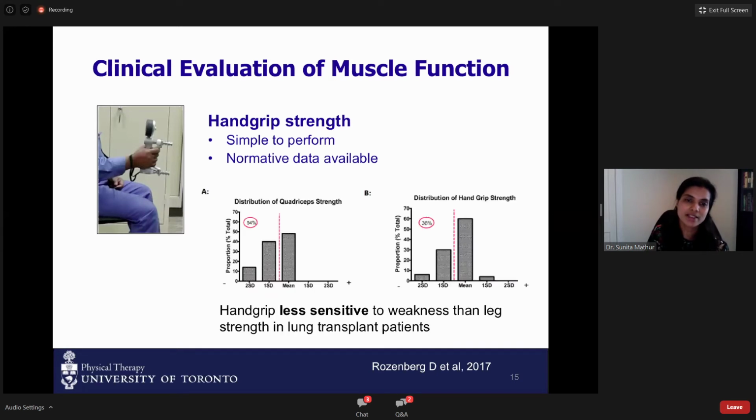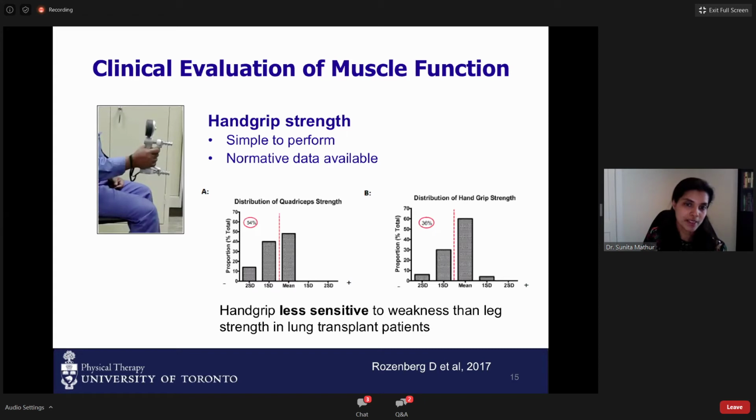However, what we found is that hand grip strength is actually less sensitive to picking up weakness than leg strength. And we did this study in people undergoing lung transplant again. And we found that if we used hand grip strength, we only found that about 36% of our sample was considered weak based on being lower than the mean of the distribution. But when we used quadriceps strength, it was just over half of the group that was actually found to have weakness in quadriceps. So our preference is actually to use quadriceps strength because that can help identify people earlier if they have sarcopenia.